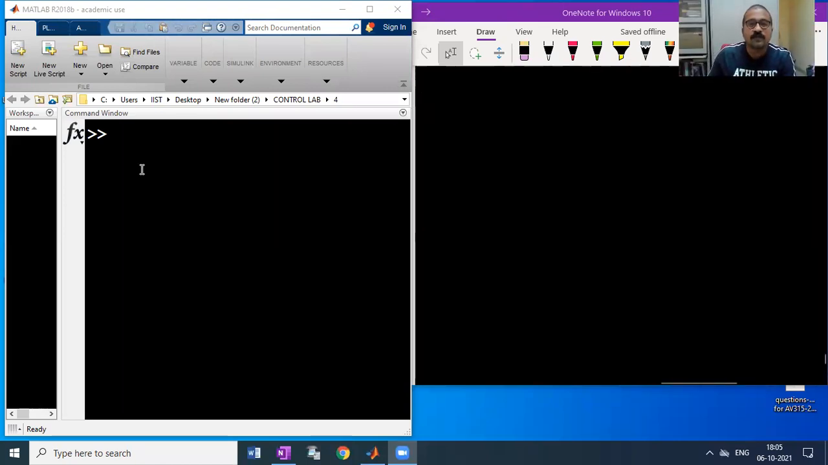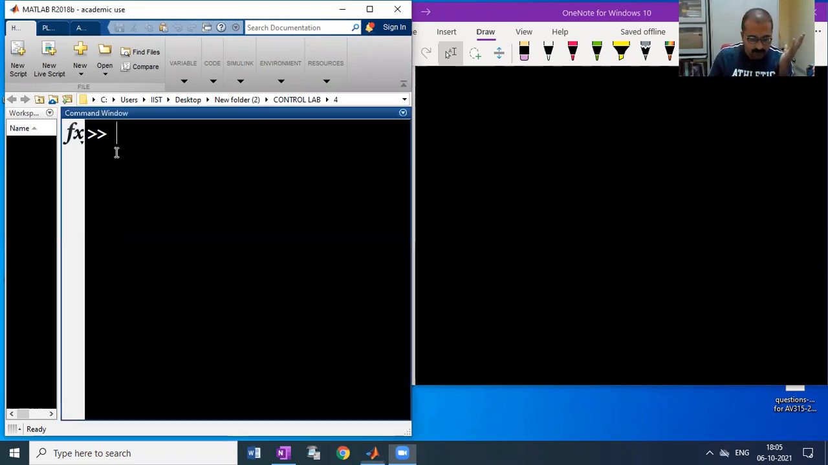Okay. So how will you open that? You will have a MATLAB icon. Double click on that. A new window will pop up. That is what is called the command window. Okay. You can see something blinking here.